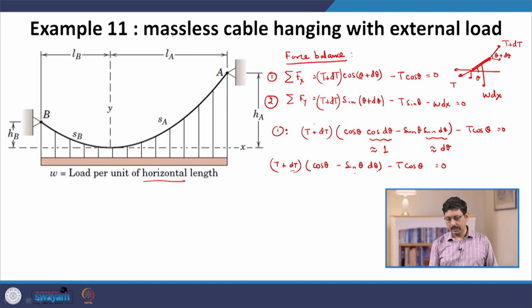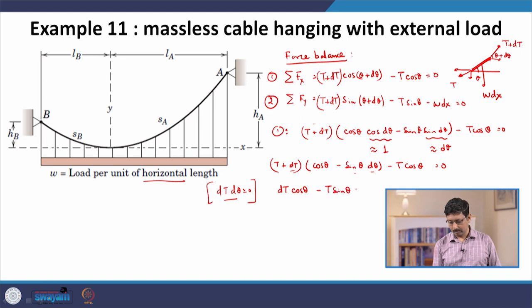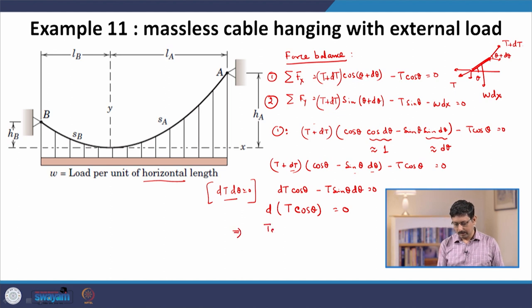So, there is a product of dT times d theta. That is a second order differential, a product of two infinitesimals. So, we are going to assume that it will be 0 because it is a product of two infinitesimals. So, then we can write the left hand side as, now note that this is the same as saying that the differential of T cos theta is 0. That means that T cos theta must be a constant. Let us call that T naught.